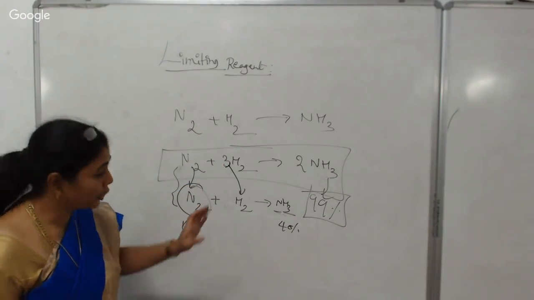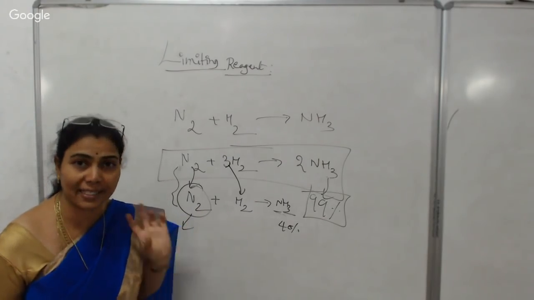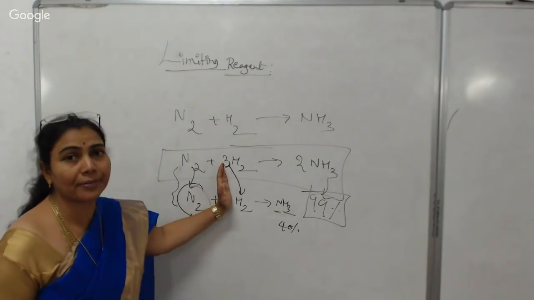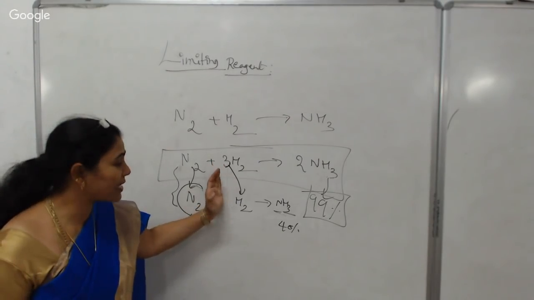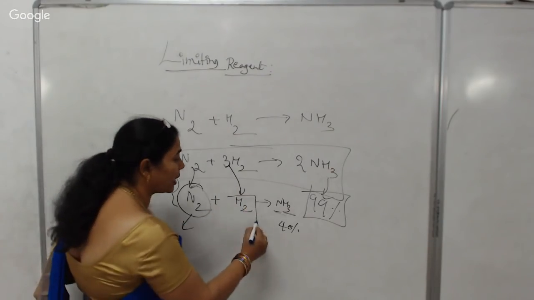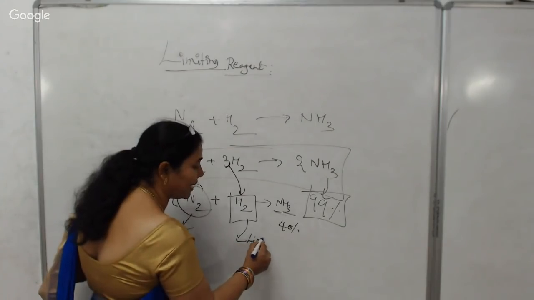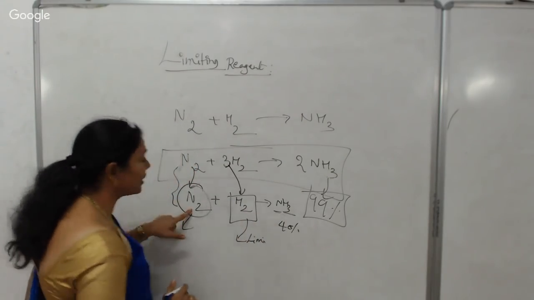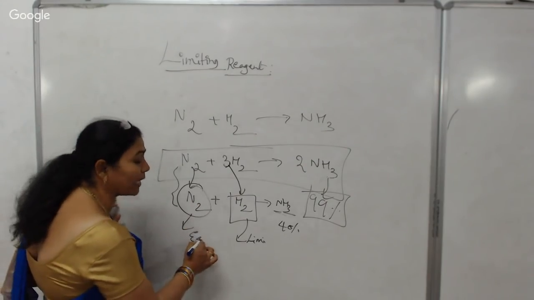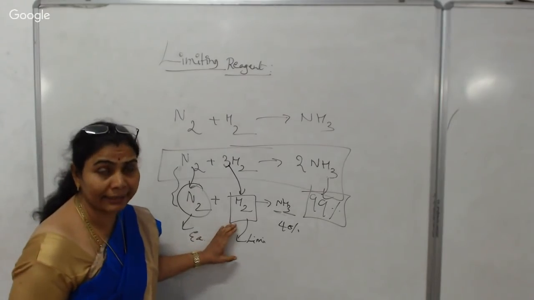Means what? You are getting ammonia, but the ammonia yield is very, very less. You understand children? She has to take 3 cups or 3 moles, but she has taken very little hydrogen. So in this case we will call hydrogen the limiting reagent, meaning very less compound, but nitrogen is the excess reagent. Related to numerical problems, whenever you do them, you will understand clearly.